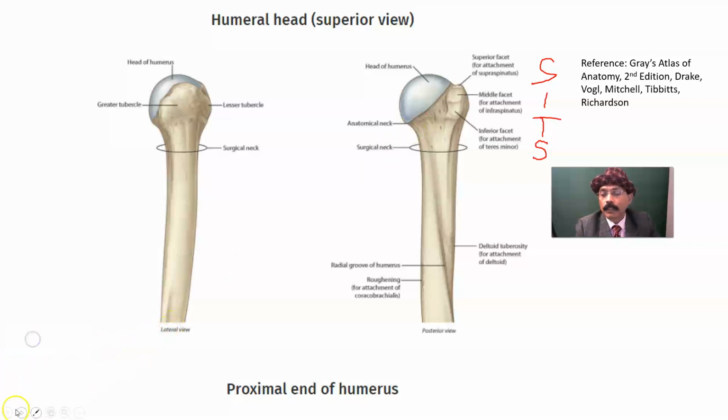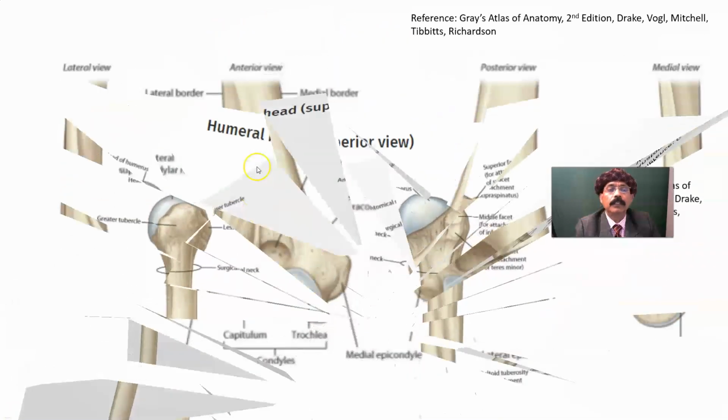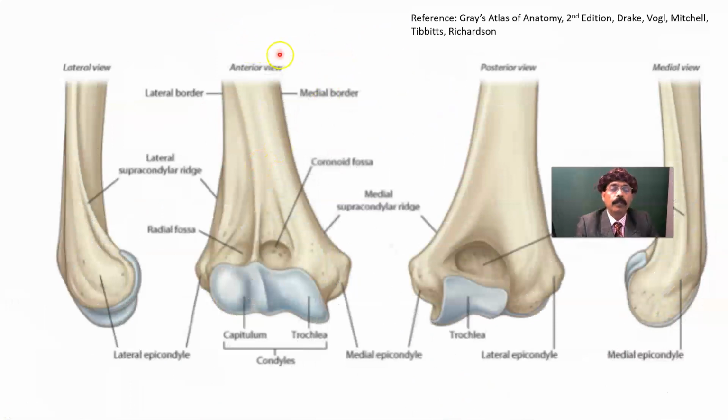Now we'll go to the next slide. Here is the lower part of the humerus. You have to identify the structures again. We have the coronoid fossa. The ulnar coronoid process will be in relationship to that in case of flexion of the elbow joint. This is the radial fossa, where the radial head will come in full flexion. This is the olecranon fossa.